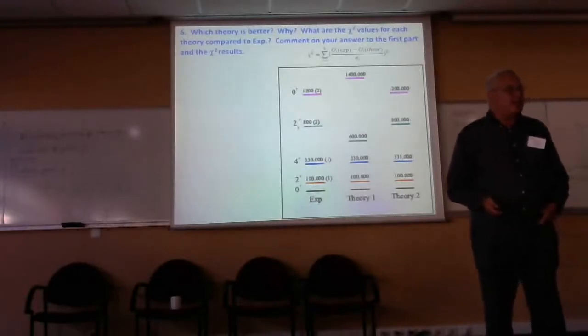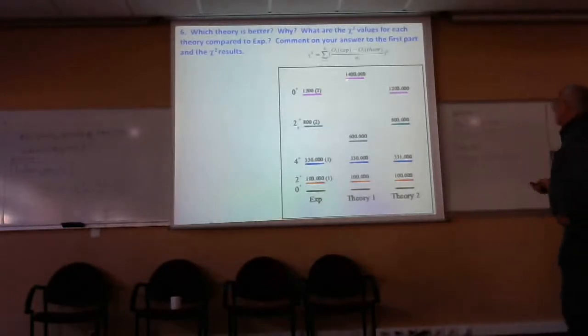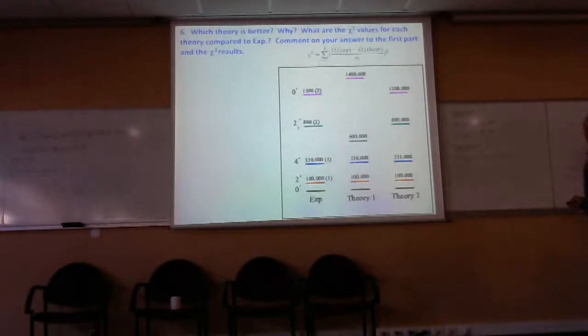Okay. All right. Let's look at chi-squared. So let's calculate the difference between the experimental and the theoretical values divided by the experimental error. And what do you get? You get that chi-squared for theory 1 is 2 times 10 to the 4th, and chi-squared for theory 2 is 10 to the 6th. Now, let's vote again.